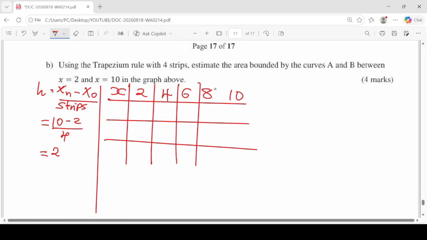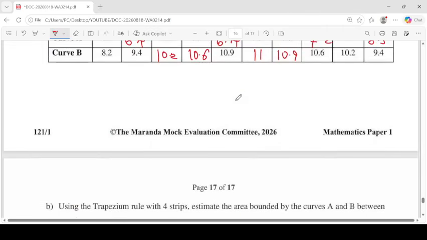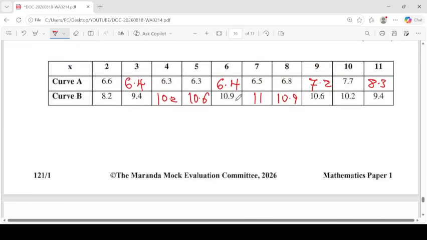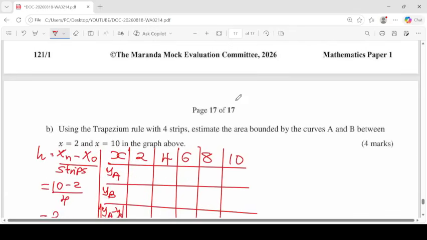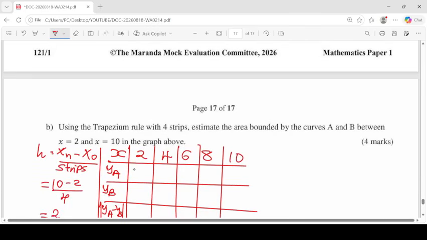This is my mini table. In this case, this is what we are going to do. Let's take the y value of A, then the y value of B, then the difference ya minus yb, but we take the absolute values. So when x is 2, we have 6.6, 8.2.